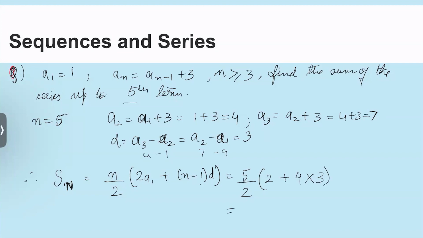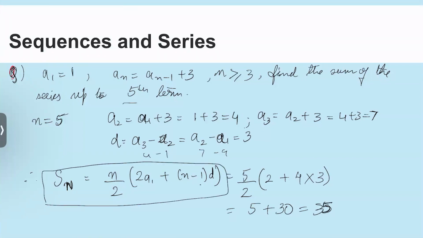So in the first term your 2 and 2 get cancelled, you have 5, and 2 and 4 also get cancelled, so 5 into 2 is 10, and 10 into 3 is 30. So this is your 35. You can see that it is easier to calculate the sum of the series by not finding all the terms up to the 5th term and then adding them. It is easier in this form where we have a direct formula.